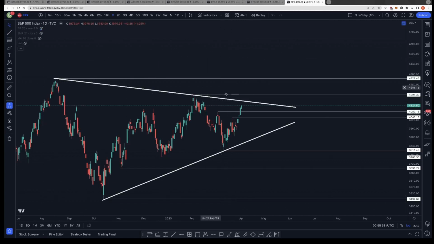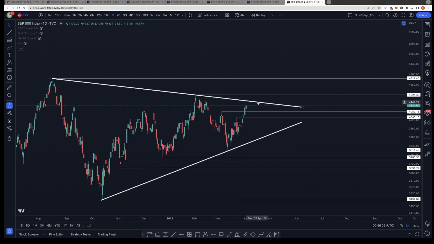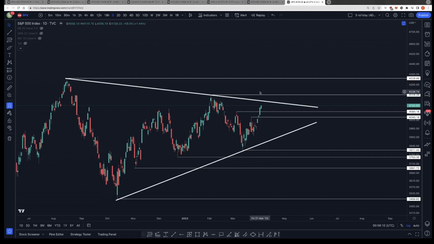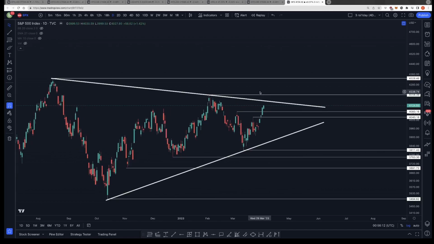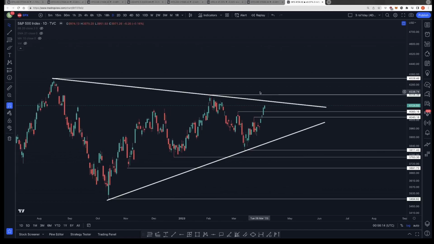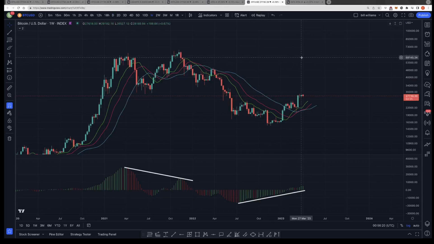If we could take that out, confirm some of this as support, I would expect the uptrend to continue and most likely lift all other risk markets up with it. So it's been a strong couple weeks for the SPX. Let's see if it continues.